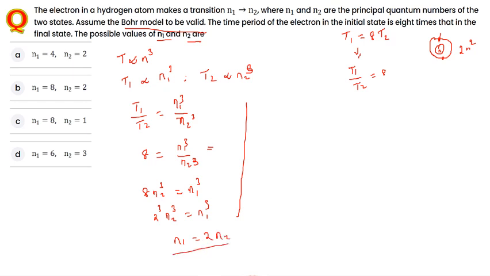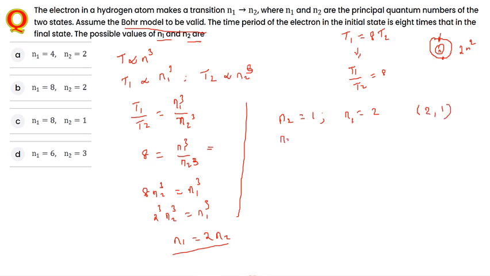So this one is the concept you just understand here. Next one, in this case, from this one what they have given here is n1 equal to 2n2. So what are the possibilities? For example, if you put n2 equal to 1, so n1 here is equal to 2. So the possible transition here is 2 comma 1.